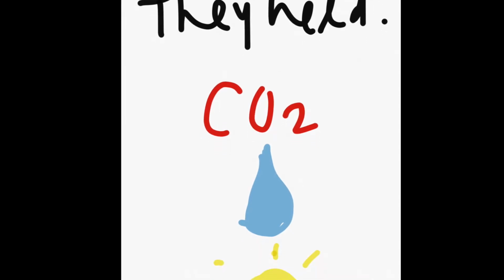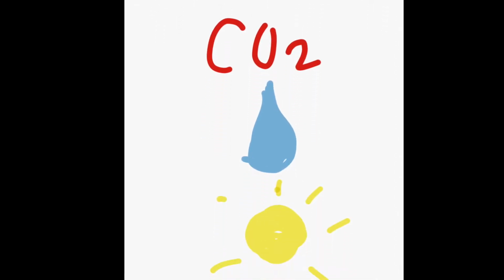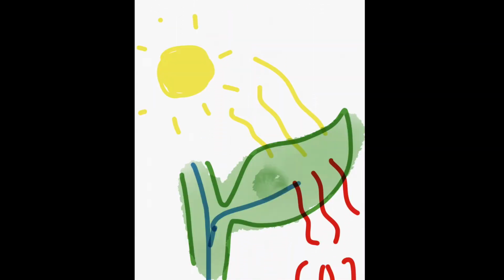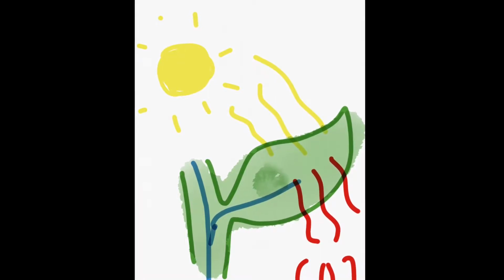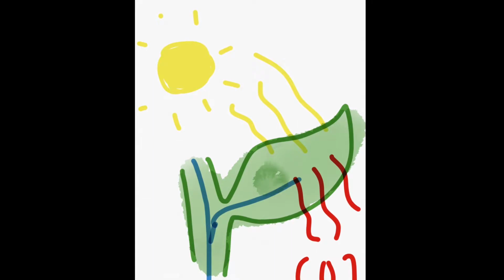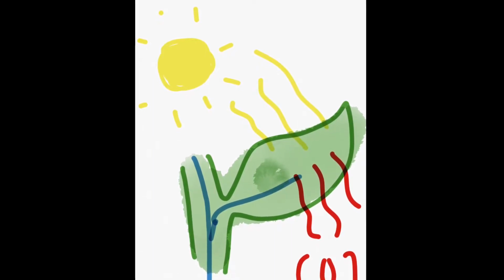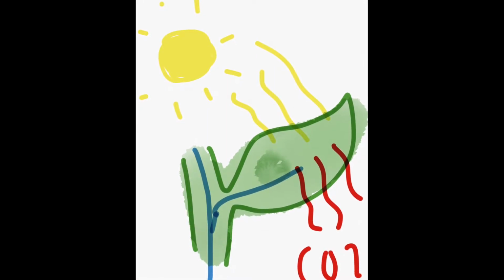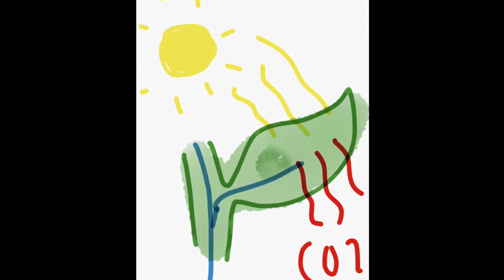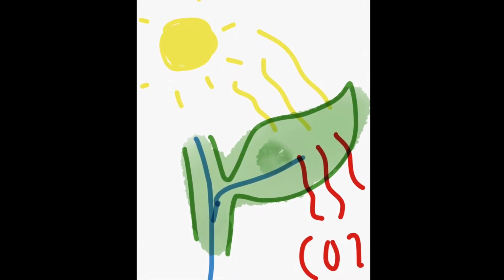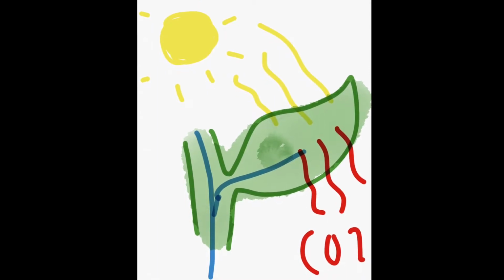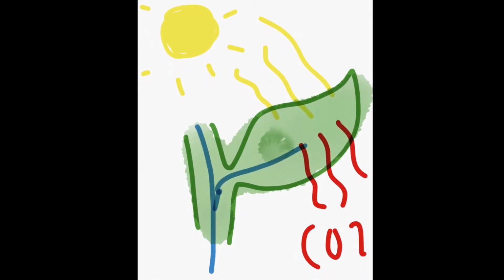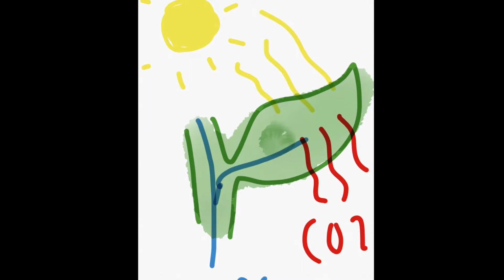To make food, plants need carbon dioxide, water, and sunlight. Let's take a look at how these are collected by plants. Carbon dioxide from the air passes through small pores in the leaves that are called stomata. Water is absorbed by the roots and passes through vessels in the stem on its way to the leaves. Sunlight is absorbed by a green chemical in the leaves.